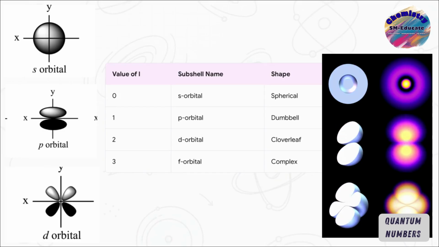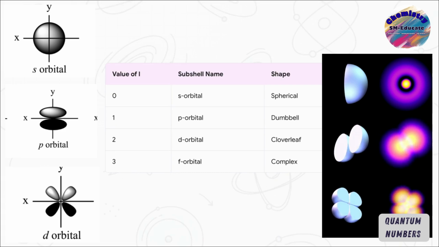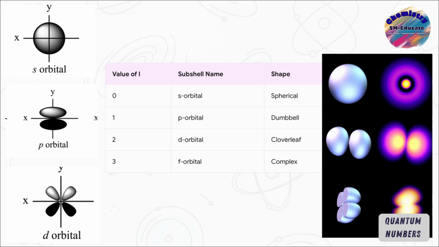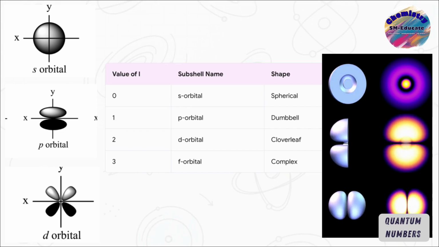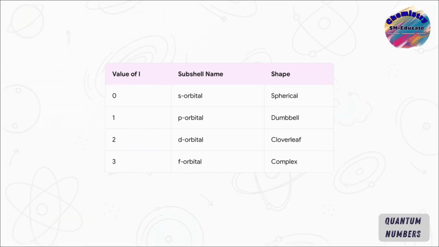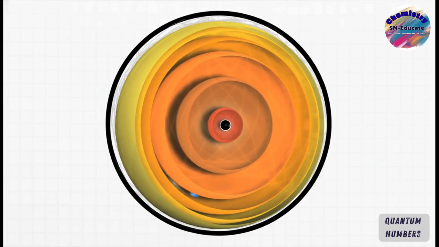So each of these numerical values for L corresponds to a letter and a really distinct shape, as you can see right here. And these aren't just some abstract drawings. They represent the actual 3D region in space where you are most likely to find that electron. When L is 0, we get the s orbital, the simplest one of all, just a perfect sphere centered right around the nucleus. Nice and easy.